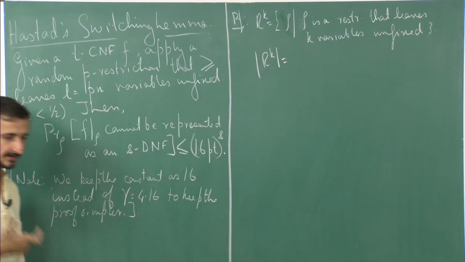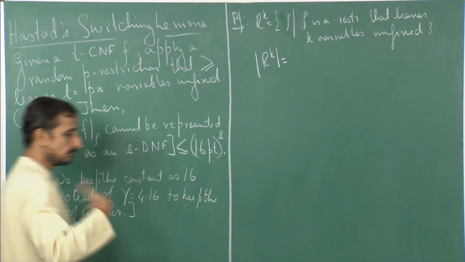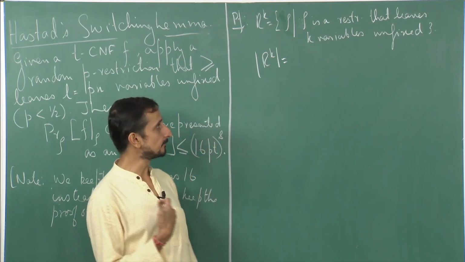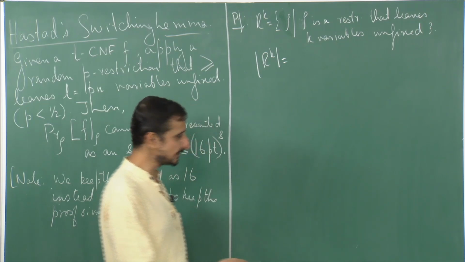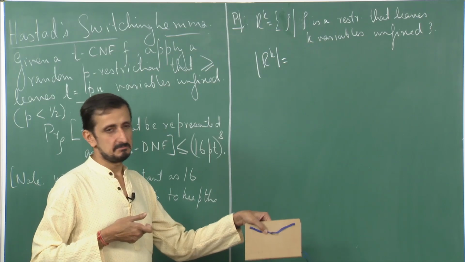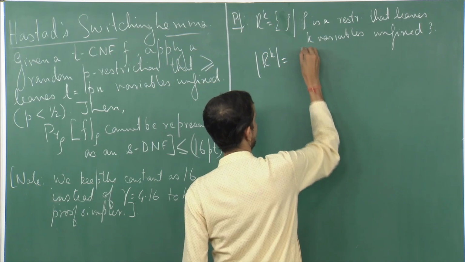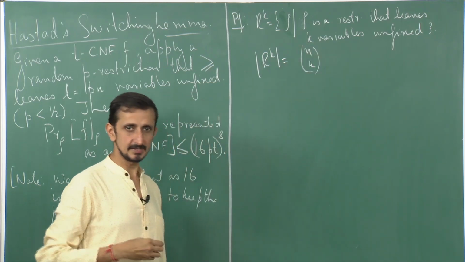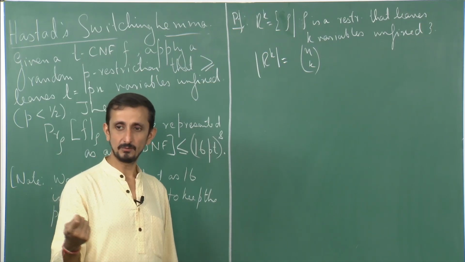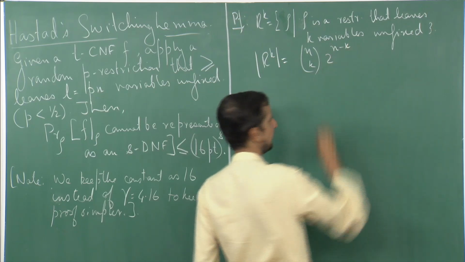Okay. And what is the size of Rk? If you have a restriction which is keeping k variables unfixed, in other words it is fixing n minus k variables, what is the total number of such restrictions? We can choose first of all those k positions which are unfixed to be any of n choose k choices, and the remaining ones, the ones that we are fixing, either they go to 0 or 1. Okay. So, there are two choices for them. So, it is 2 to the power n minus k.